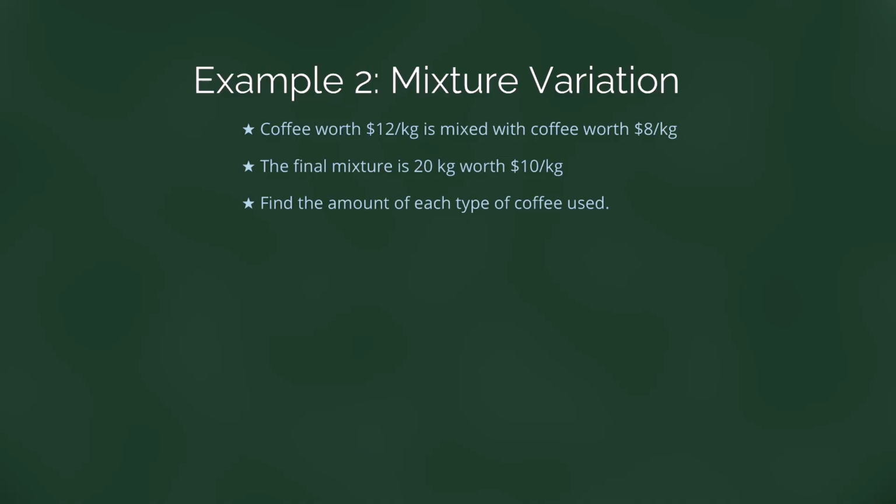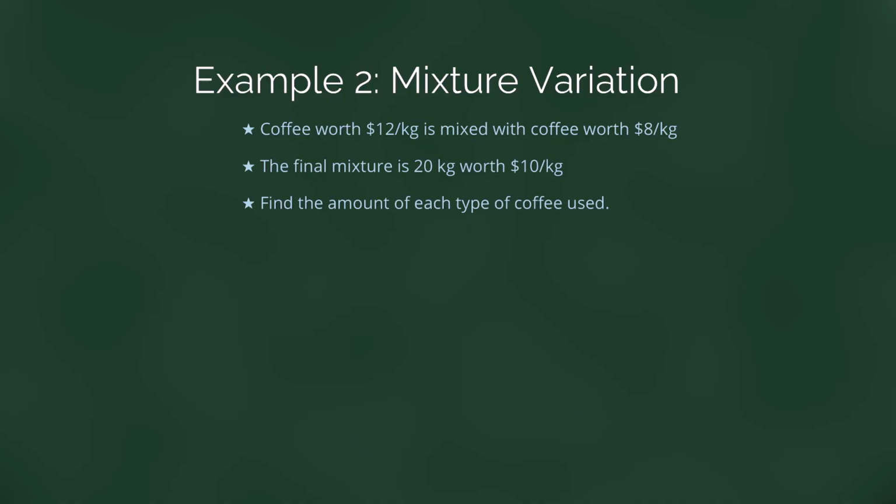Let's try another mixture problem. This time, instead of having solutions, we're going to mix coffee, and the coffees are worth different amounts. So we have coffee worth $12 per kilogram, and we're going to mix that with some other cheaper coffee for $8 per kilogram. We want to end up with 20 kilograms of coffee, which is worth $10 per kilogram. And so we want to know how much of each kind of coffee we should use.